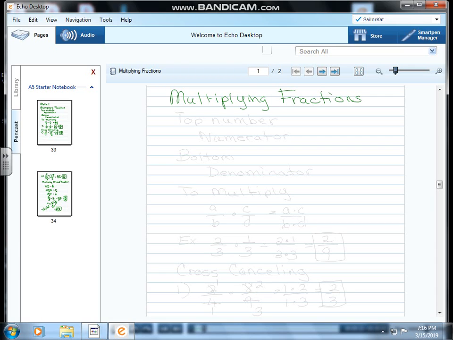So a bit of terminology or vocab right now. The top number in a fraction is called the numerator. The bottom number is called the denominator.